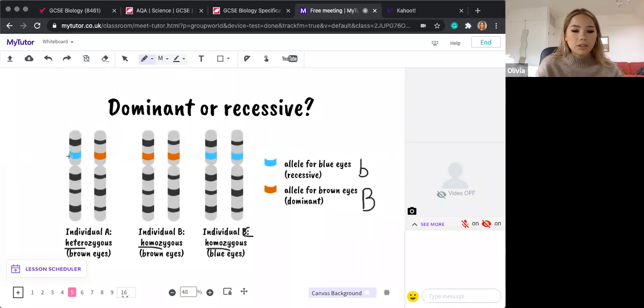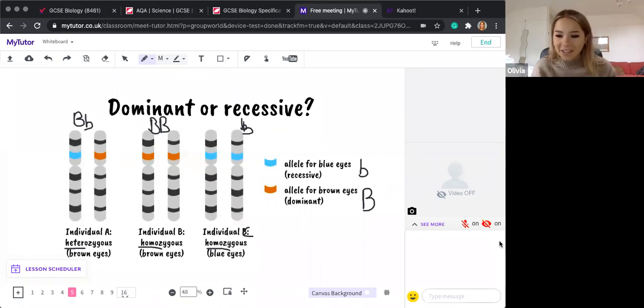So what do we think individual A would be? What would their genotype be? Individual A genotype, well done those of you who have just sent that in the chat. They would be big B, little b, because they are heterozygous. Individual B, they're homozygous for brown eyes, so they would have 2 big Bs. And individual C is homozygous for blue eyes, so they would have 2 little b's. Oh, it didn't draw that very well.